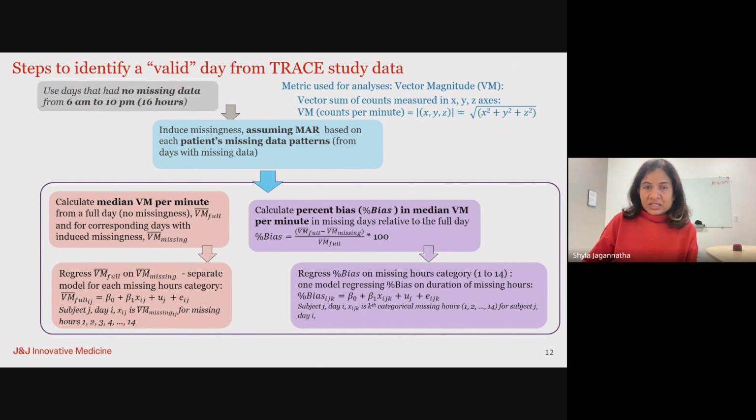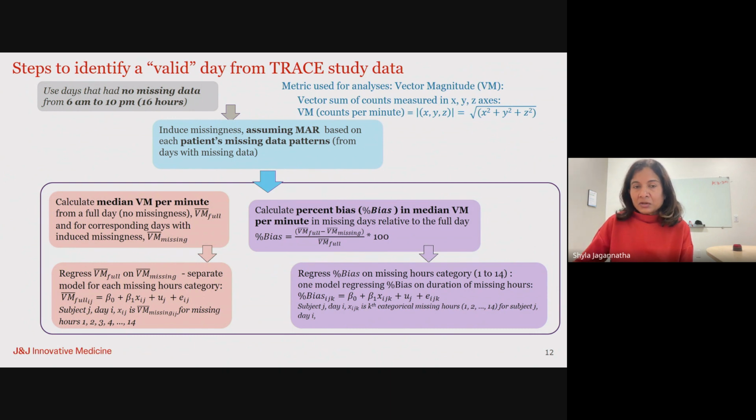Then, like I said, for this exercise, we focused on just the vector magnitude. We looked at the median vector magnitude, and basically looked at whether the missing data vector magnitude is a good predictor of the full data set, given a certain number of missing hours, say from 1 to 14. If the vector magnitude is missing 1 hour, how good a predictor is it of the full data set? If it's missing 14 hours, how good a predictor is it? So basically looking at the slope.